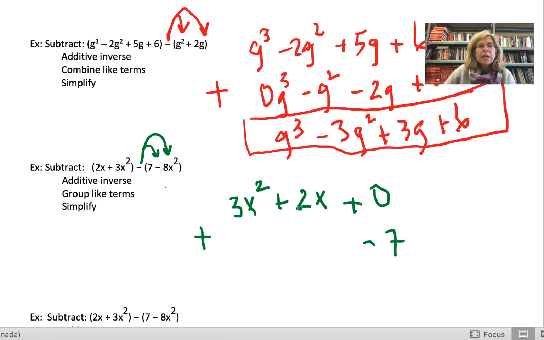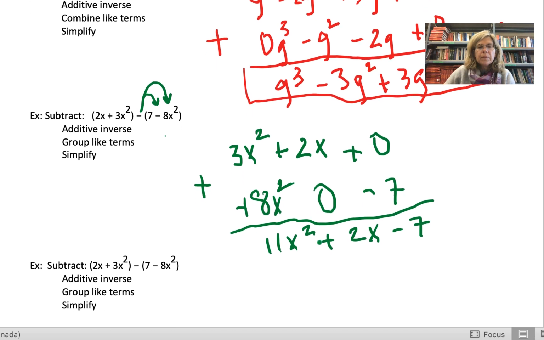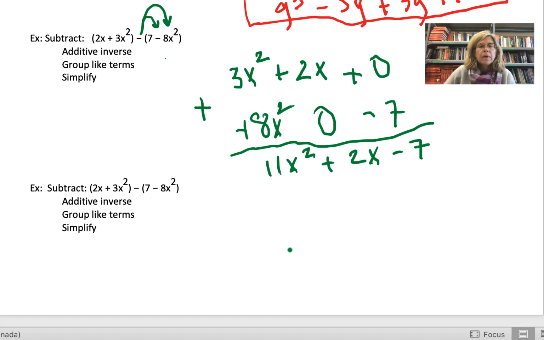And then we have a negative x squared, 8x squared, so negative 8x squared. And then we actually don't have any x's. So 3x squared minus, oh no, it's plus 8x squared because I distributed that. So it's plus 8x squared. So that's 11x squared plus 2x minus 7. Do you see how that happened? So a minus times a minus is a plus. So that would have been plus 8x squared. Okay. I think just one more here.